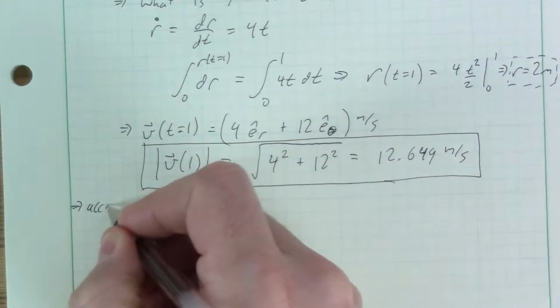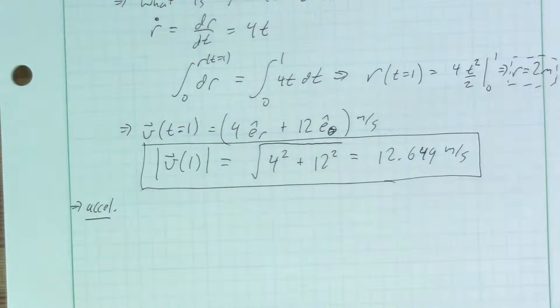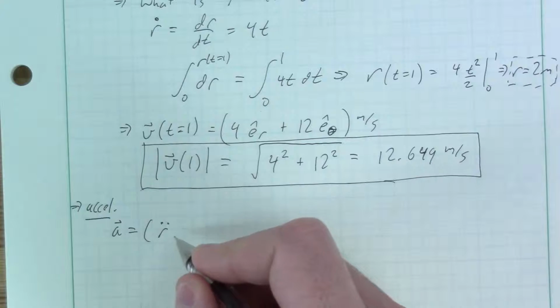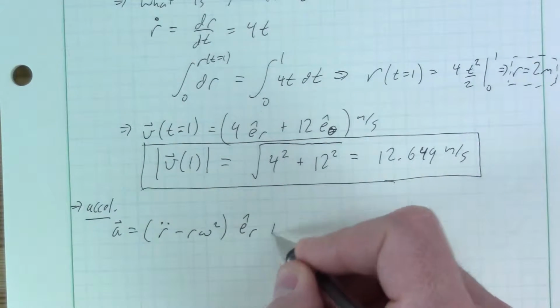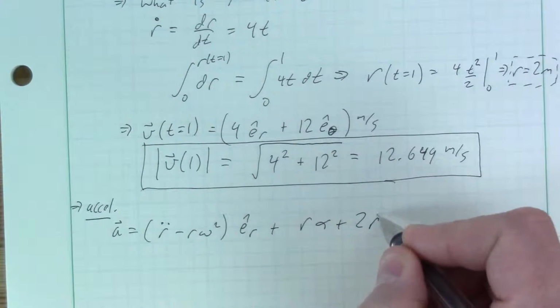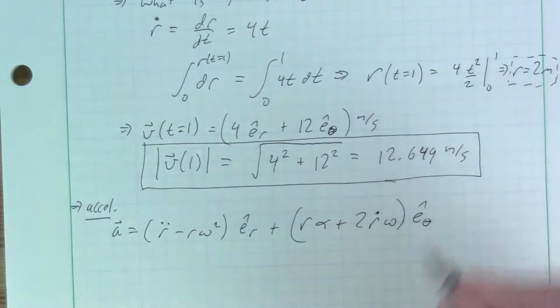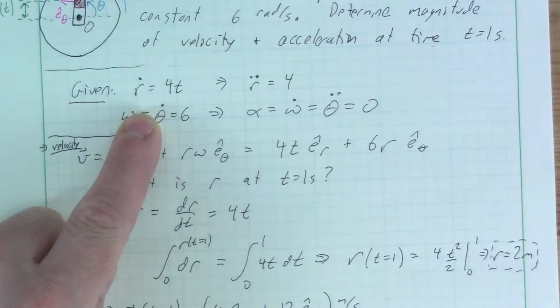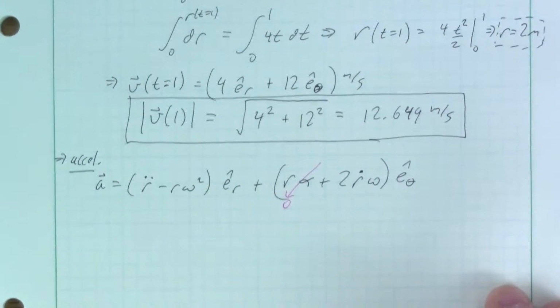It's definitely going to be different because acceleration is always a little bit more complicated. Usually all of our relationships have extra terms in acceleration, but let's start with just writing all the terms out. R double dot minus r omega squared e hat r plus r alpha plus 2 r dot omega. That quantity is times the angular unit vector. So first thing, that r alpha term drops to 0 because our angular acceleration is 0, because omega is a constant value of 6. But everything else we have values for. So r double dot we've already determined is 4. R dot, which shows up in the e theta term, is 4t. We're just plugging stuff in, and it should flow pretty naturally, right?